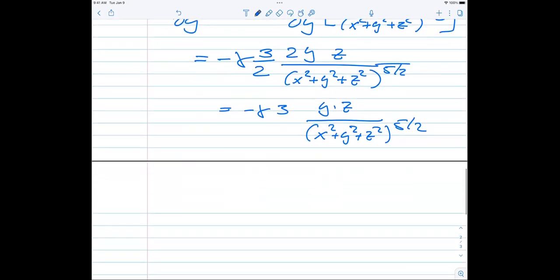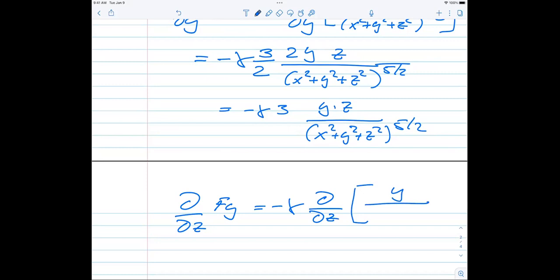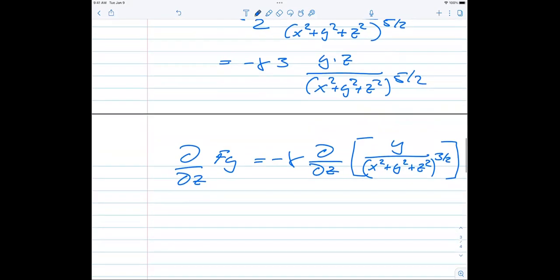The next term I need to look at is now d/dc of f_y. That's going to be equal to minus gamma of d/dc of the y component, which is simply y divided by x squared plus y squared plus c squared to the power of 3/2. When I take the derivative here, again I get minus gamma times 3 times y times c divided by x squared plus y squared plus c squared to the 5/2.